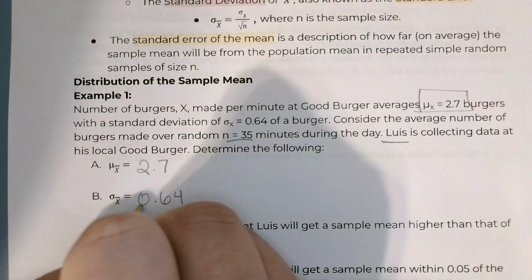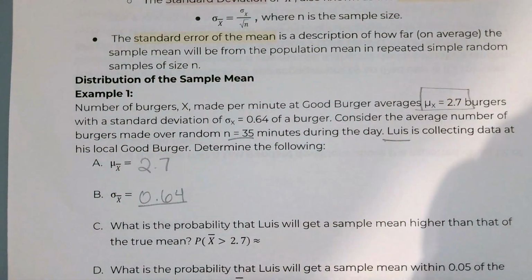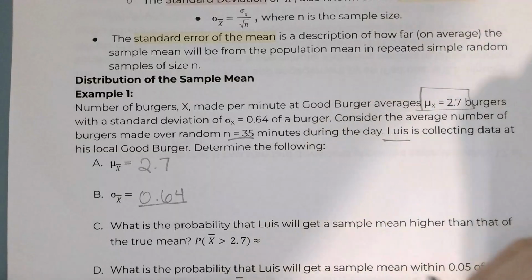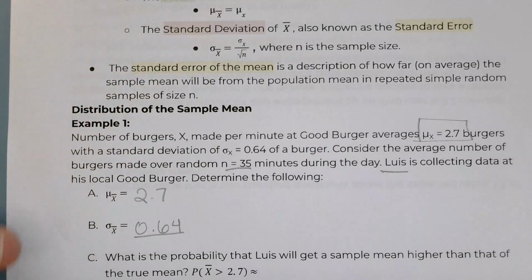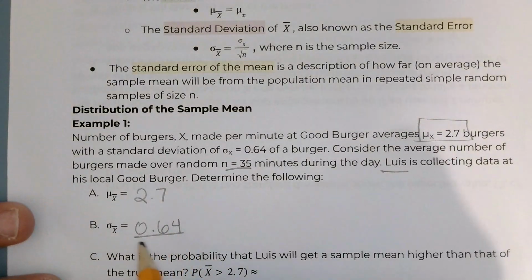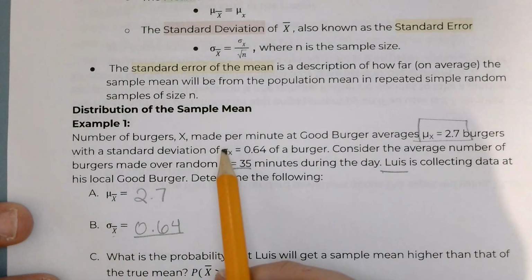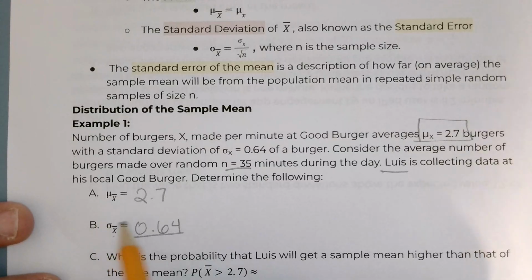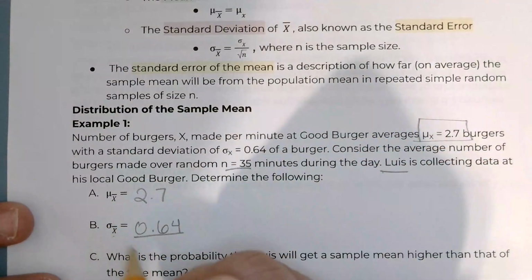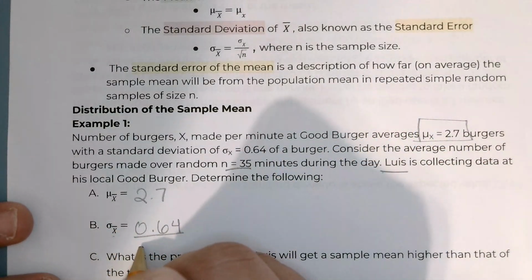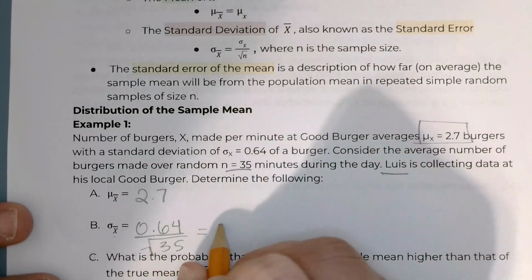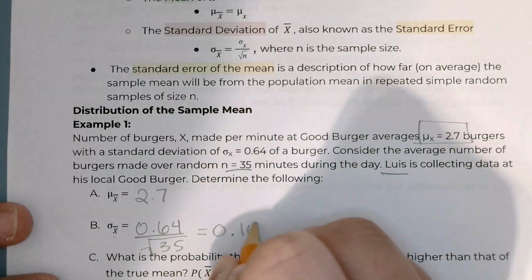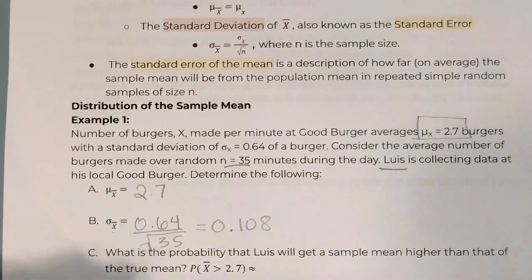But if we want to know about our sample here, we didn't have to use our population standard deviation, because if you look at the notation, the difference here is the bar on the x. Our standard error is divided by the square root of n, which is 35 minutes. So we can see that we have a small error of 0.1 of a burger.